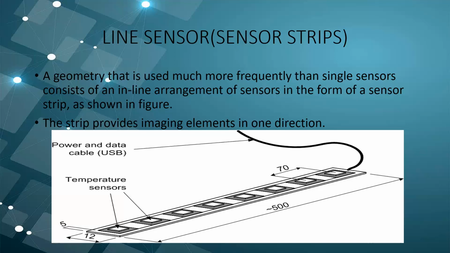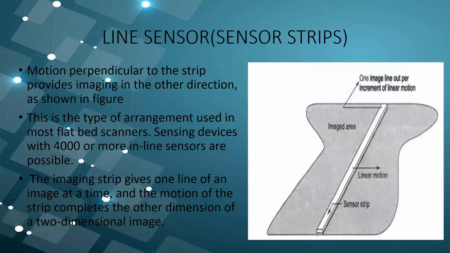This is known as a line sensor, the row or a line. So if we arrange sensors in a row, it assembles as a line. So this is known as a line sensor. This sensor is used more than a single sensor. Let's see more about it.